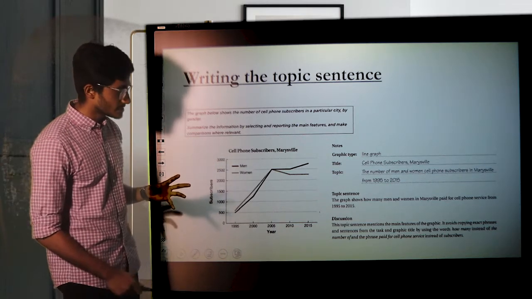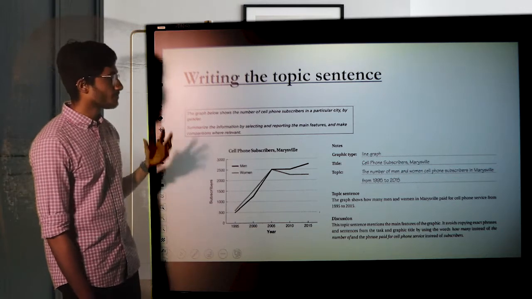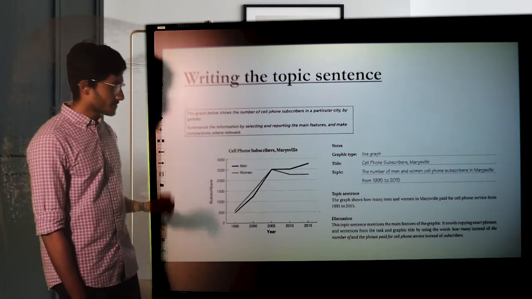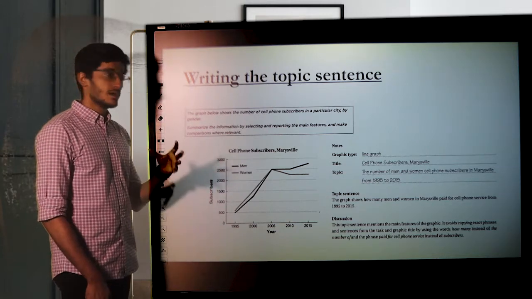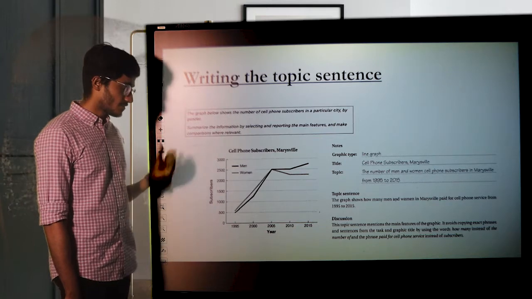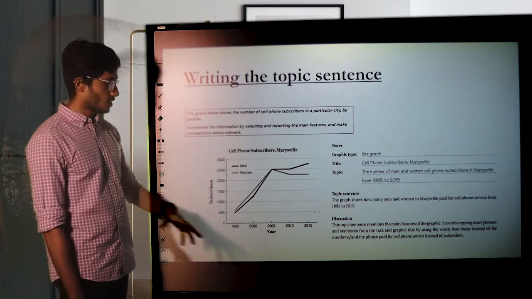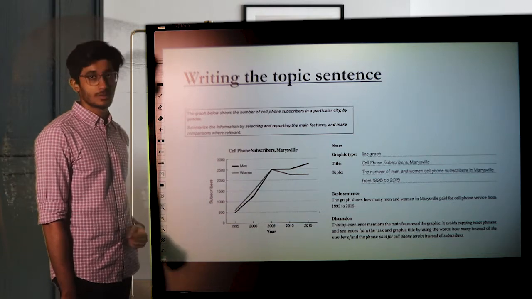So the topic sentence here gives you the main features, what the graph is about. It avoids copying direct phrases or sentences from the instruction, and it basically tells the examiner that you have understood the graph, and it gives you the whole general picture of the graph and what you are going to talk about.